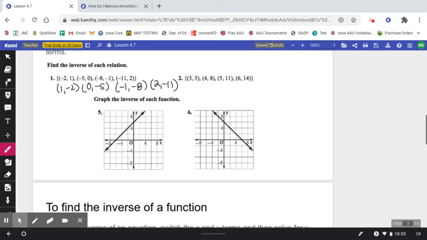On 5 and 6 with the graph, all we have to do is pick a couple of points. So I'm going to pick (-6, 0) and (0, 6). And then go ahead and switch them. So instead of (-6, 0), I'm going to do (0, -6). And instead of (0, 6), I'm going to do (6, 0).